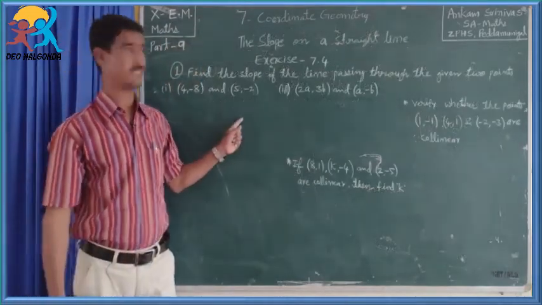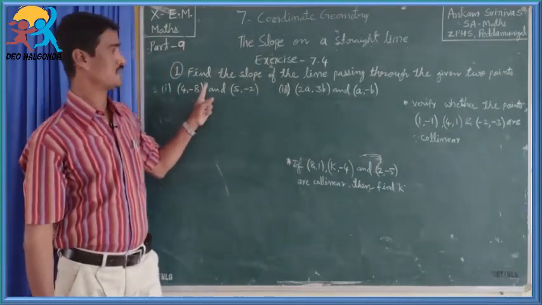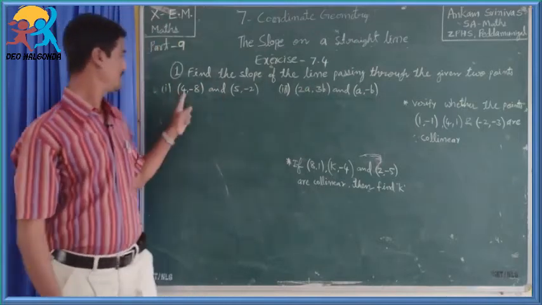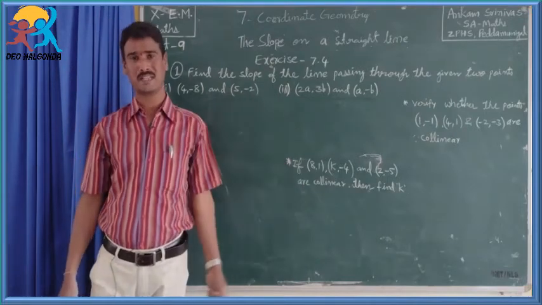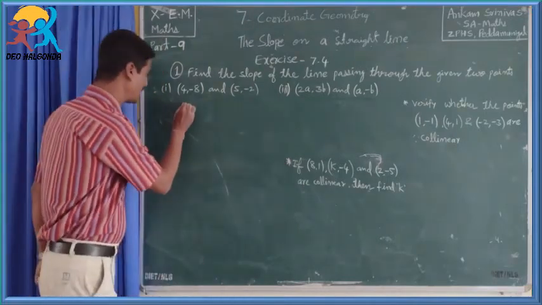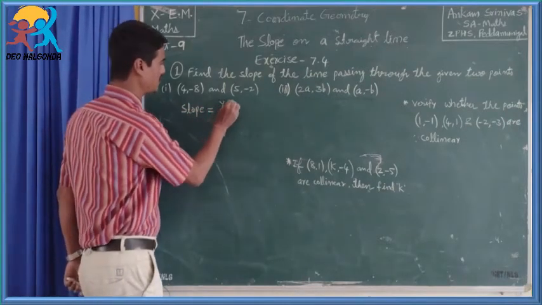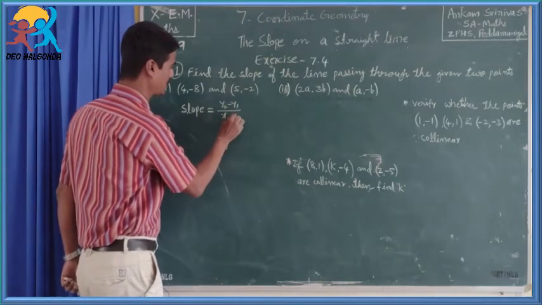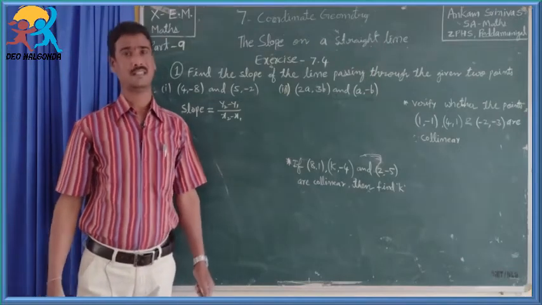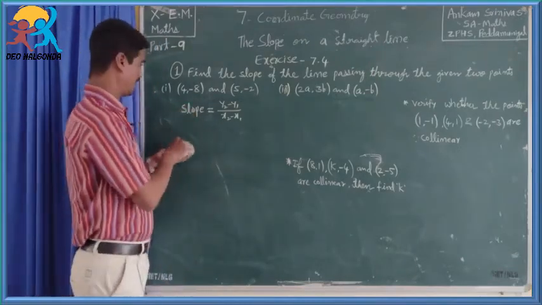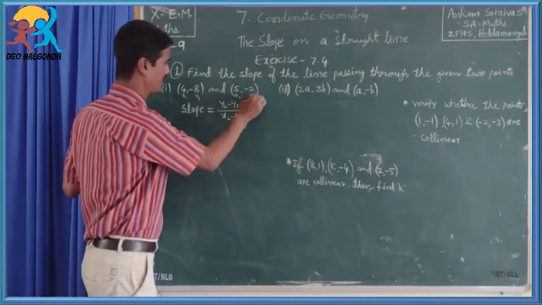Now, another concept in coordinate geometry, slope. Find the slope of the line passing through 4 comma minus 8 and 5 comma minus 2. How to find the slope of the line? Now I am writing the slope of the line formula. Slope of the line is y2 minus y1 by x2 minus x1. Using this simple formula, you can find the slope of the straight line. Now here are the given points: here x1 and y1, here x2 and y2.